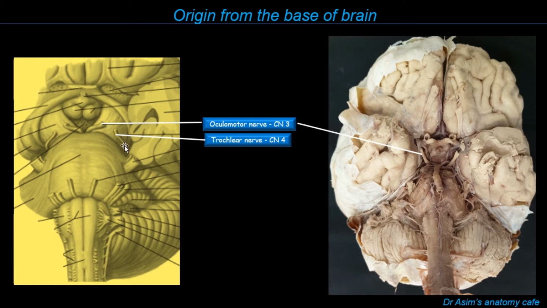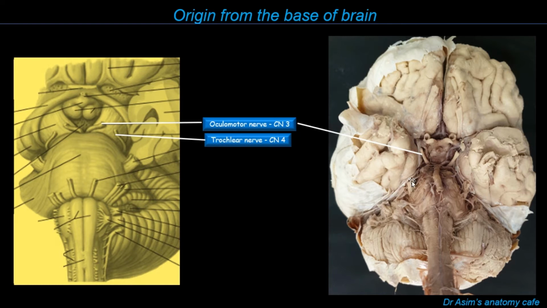And hence you can imagine that the trochlear nerve is going to have a fairly longer course as compared to the oculomotor nerve, as it's coming off from the back of the midbrain, then coming on the side, and then coming to the front of the midbrain here. So that's our fourth cranial nerve, which is the trochlear nerve.